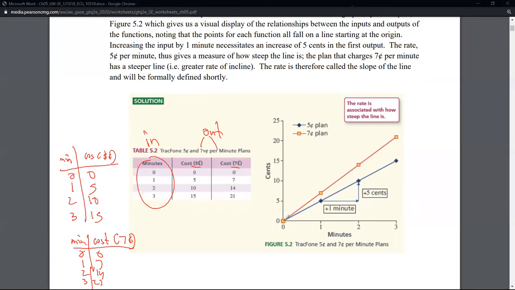So 0, 0 was this point. 1, 5 is this point. 2, 10 is this point. 3, 15, right 3 up 15 is this point, and then you just connect them.